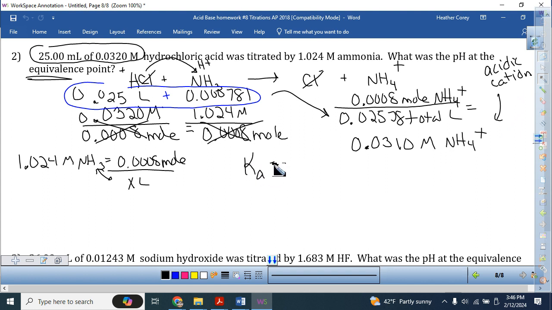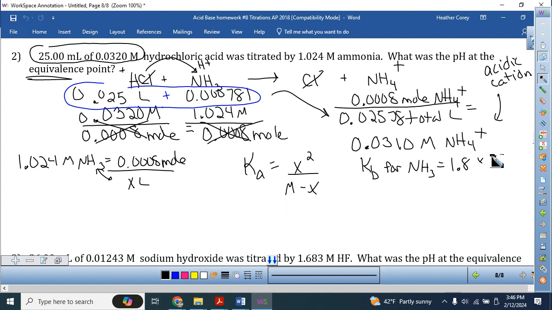And then we can use this shortcut, or we could do an ICE table. All right, so if we're provided the Kb for ammonia, you won't always be provided the Ka for NH4 plus. If I'm provided the Kb for ammonia, and I know the Kb for ammonia is 1.8 times 10 to the negative 5, I know the Ka for NH4 plus times the Kb for NH3 equals the Kw.